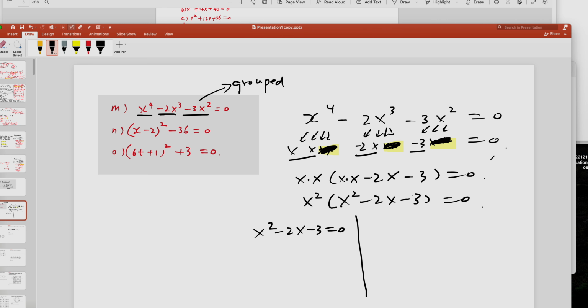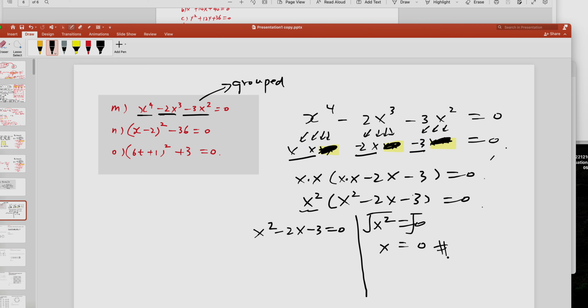Then after you take this first bracket to 0, you are left with x squared, right? So x squared equals to 0. How do you get to x? Square root. Square root. Very good. So square root 0, you get 0. So that's one of the answers.